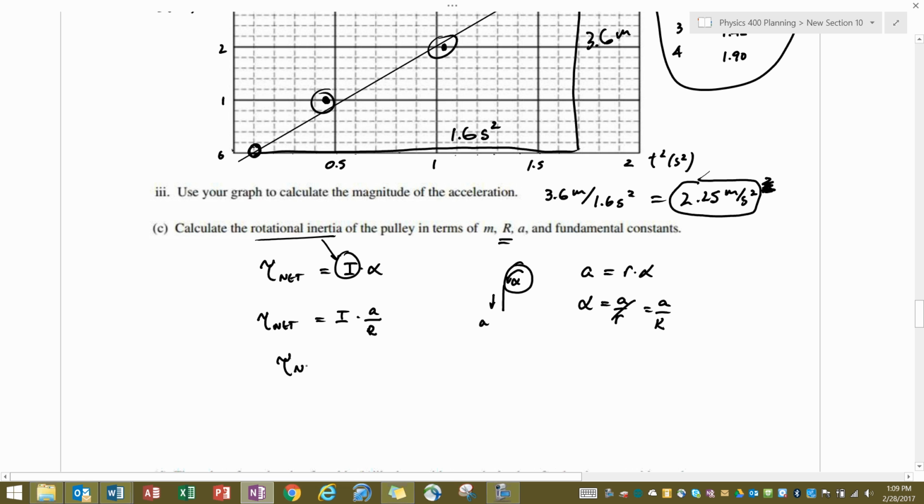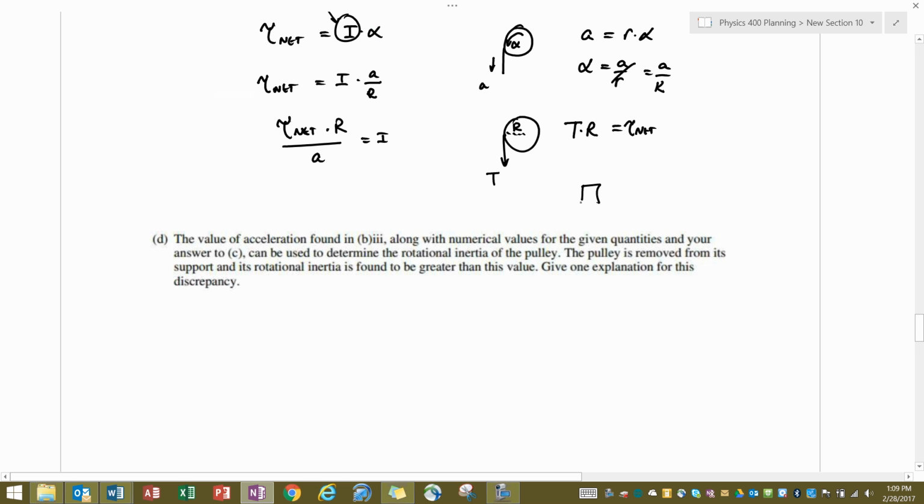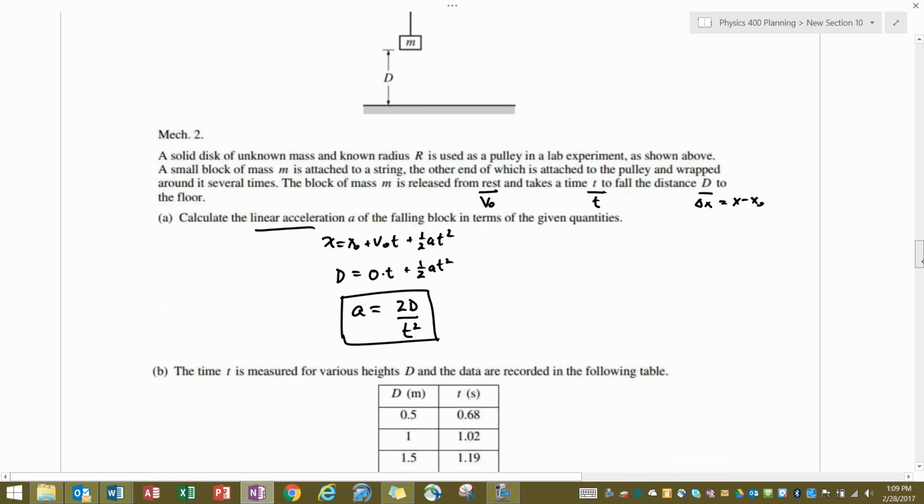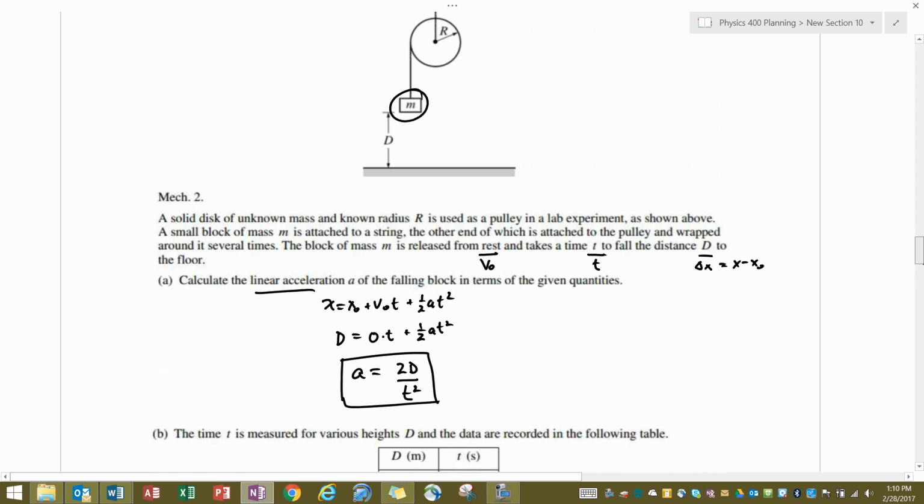So the net torque times R over a is that moment, but net torque is not an allowed symbol, so I have to get a better expression of it. So I have this tension force times this radius, R. T times R is going to be tau net. T is not allowed. I think about the force diagram for my hanging mass, I've got tension up, and I have mg down. And I believe m is the mass. Yep, it's m.